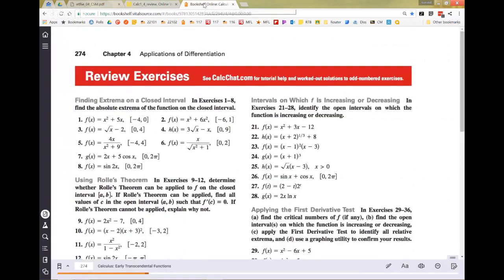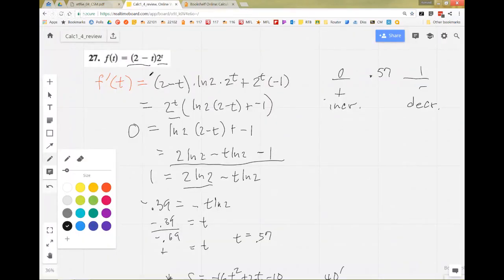And I just want to double check back with the problem. Number 27 said identify the open intervals on which the function is increasing or decreasing. Okay, so what we got here is from negative infinity up to 0.57 increasing, and the other interval is 0.57 to infinity, appears to be decreasing.